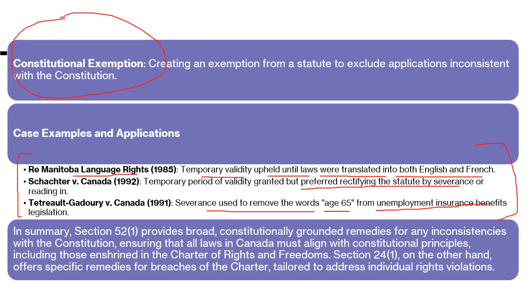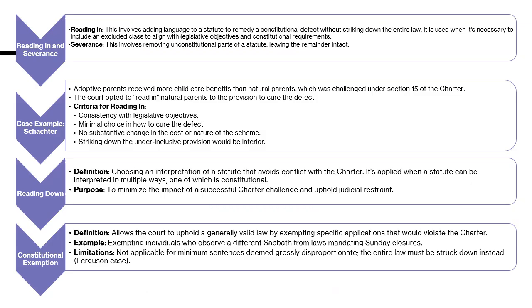So in summary, section 52(1) provides broad constitutionally grounded remedies for any inconsistency with the constitution, ensuring that all laws in Canada align with constitutional principles, including those mentioned in the Charter of Rights and Freedoms. On the other hand, section 24(1) specifies remedies for breach of the charter, tailored to address only individual rights violations.